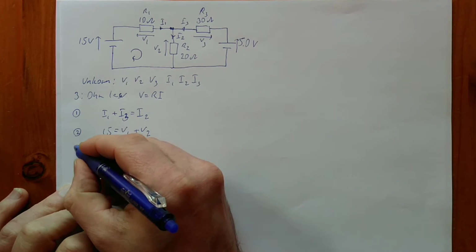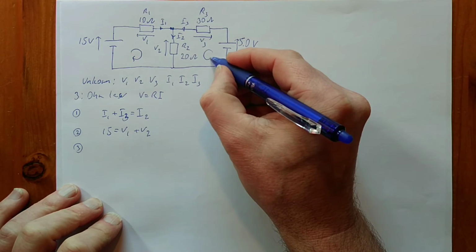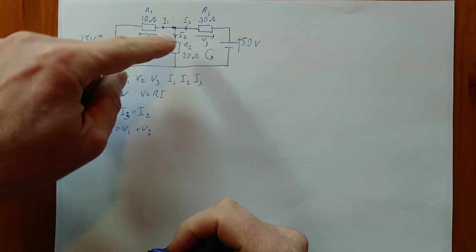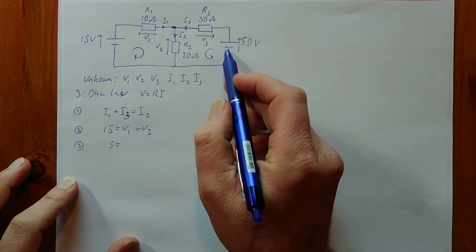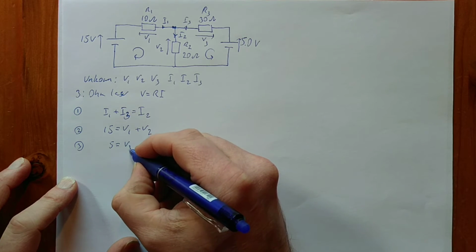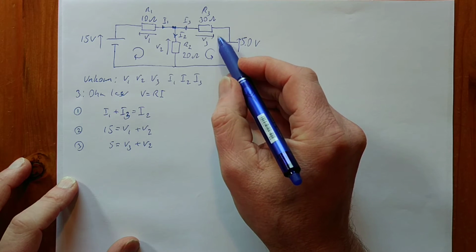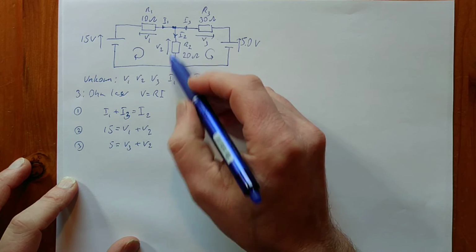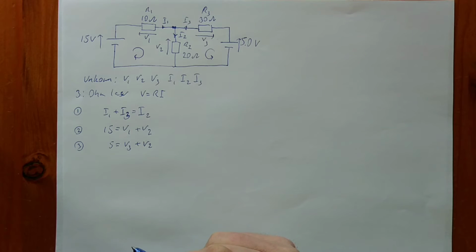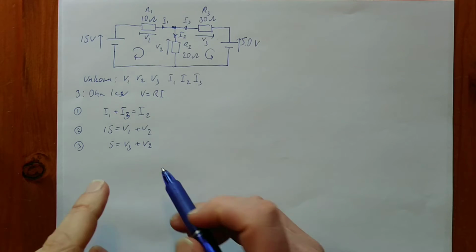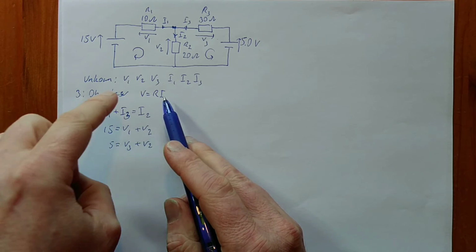And then as a third equation, we now can make a loop around this, and we will get 5 volts equals V3 plus V2, right? So voltage 3 plus voltage 2. Okay, so this will now be 3 equations, plus these that form 3 more, so we have 6 equations.